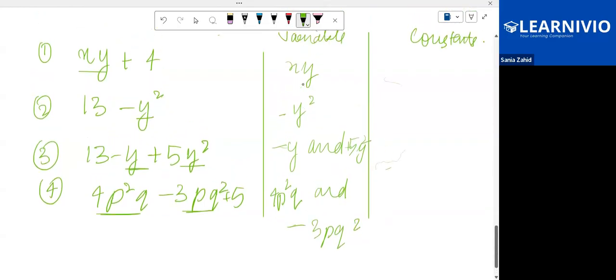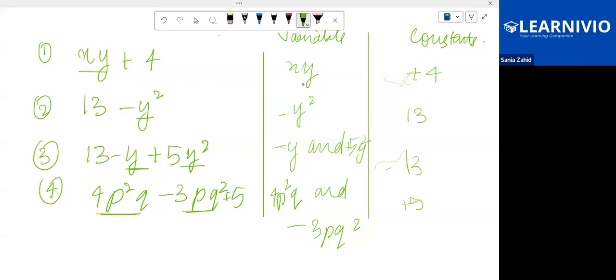And what are the constants? Constant terms? Plus 4. Okay, plus 4. 13, okay, then 13 and plus 5. Plus 5. Very good. Do you understand this?